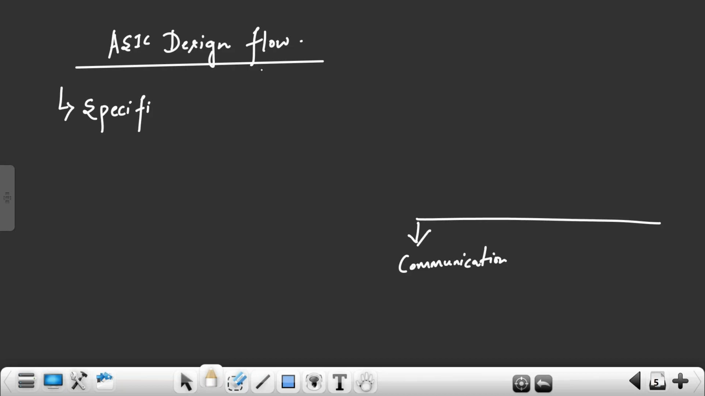ASIC design flow. Communication not only tells how good you are in communication, it also tells about your attitude, right? How you are communicating. See, you cannot communicate like this, turning your head somewhere, starting with specification. I have seen this in interviews. You should make eye contact with your interviewer when you're talking, and show how confident you are. When you're sitting and talking, you cannot talk like, ASIC design flow.